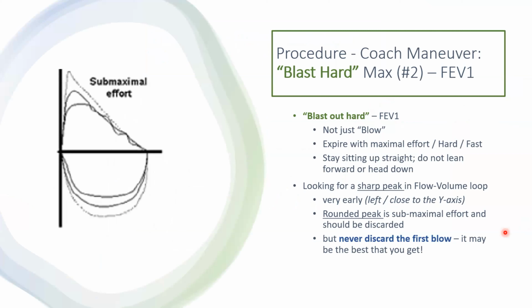Max number 2, blast hard. Not just blow, but they have to give a maximal effort, a hard, fast, maximal effort. They have to be sitting upright. Don't allow them to lean forward or put their chin down. While they're blasting, you want to look for a nice sharp peak up here. You want that sharp peak to be very close to the y-axis, not leaning over to the right.